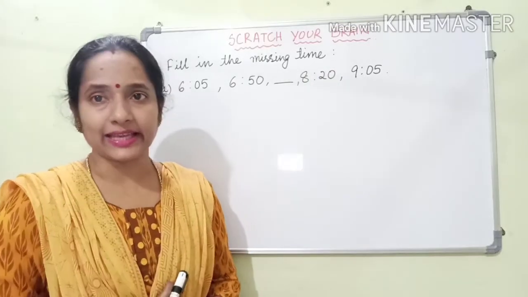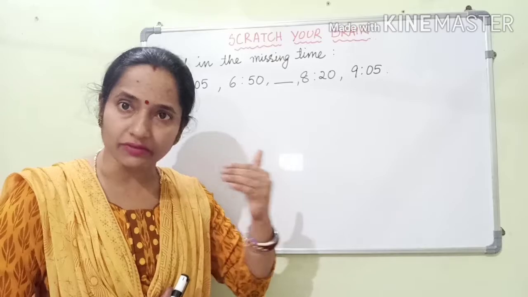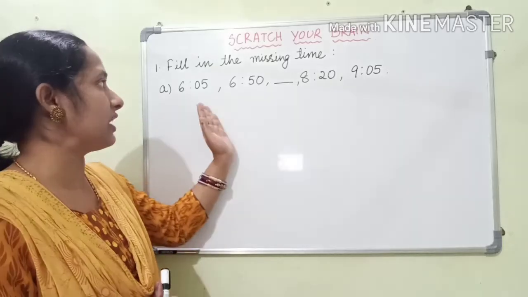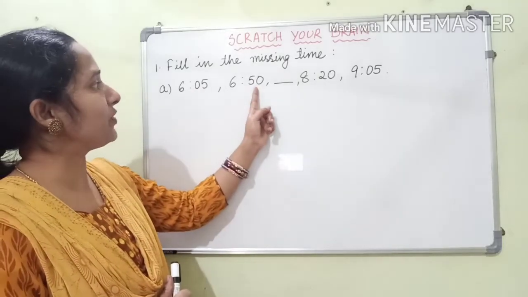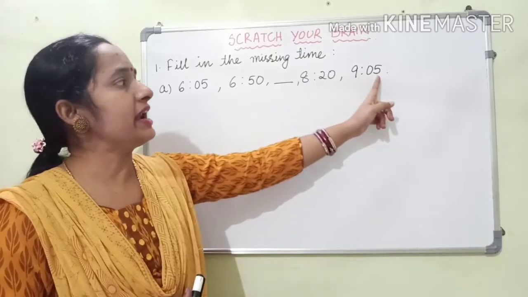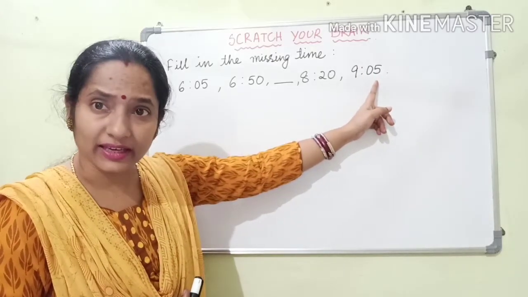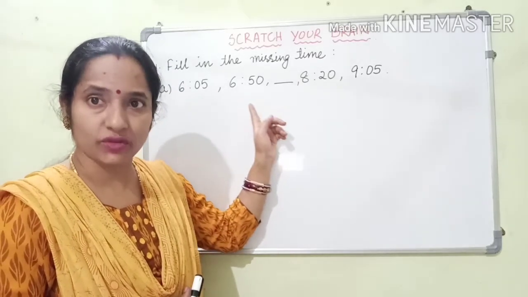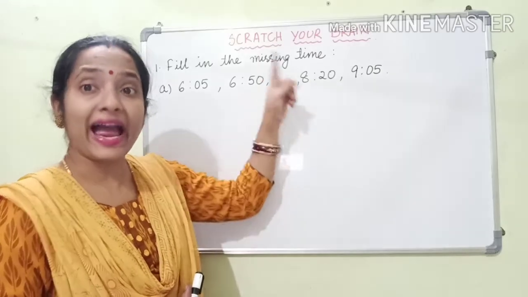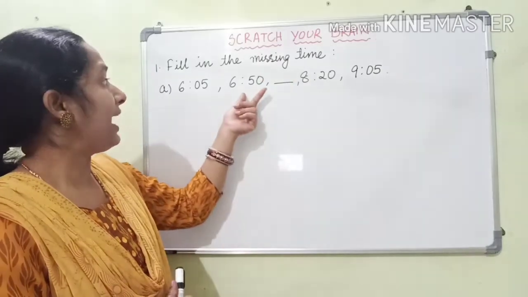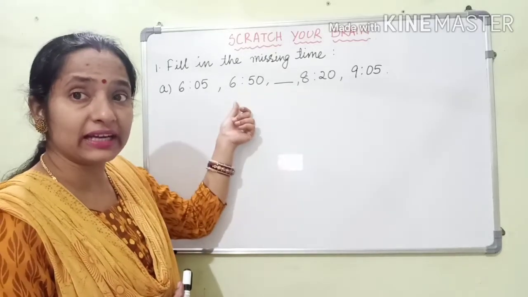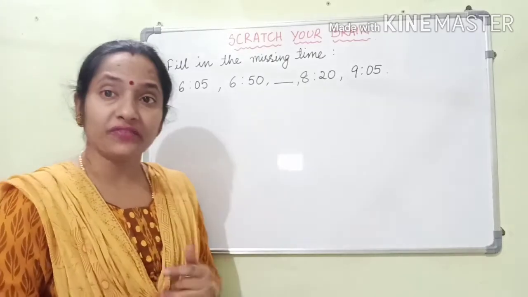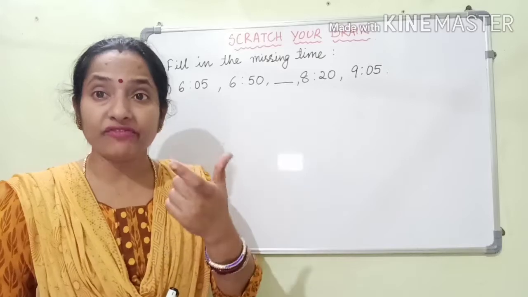Now, as I said, first of all, we have to check whether our given series is in increasing order or decreasing order. Now you see the time. Here we have 6:05, then 6:50, then 8:20 and 9:05. So obviously it is in increasing order. This means whatever the common difference of the pattern you get, you have to add it to get the next term. So as the third term is missing, if I add the difference to the second term, I will get the third term. So first of all, let us find the difference of this series.